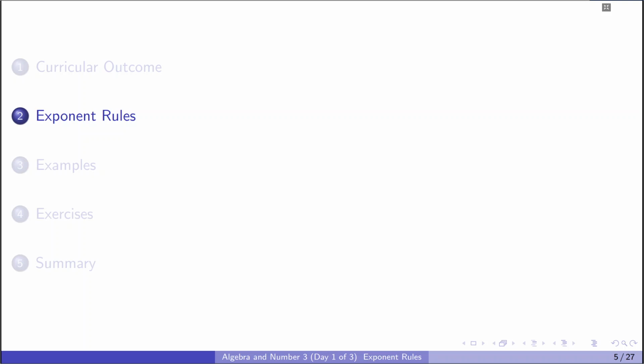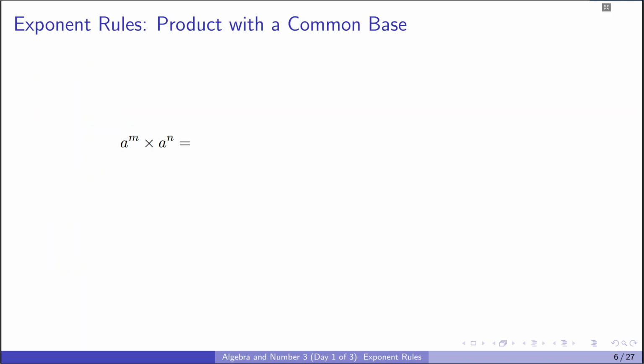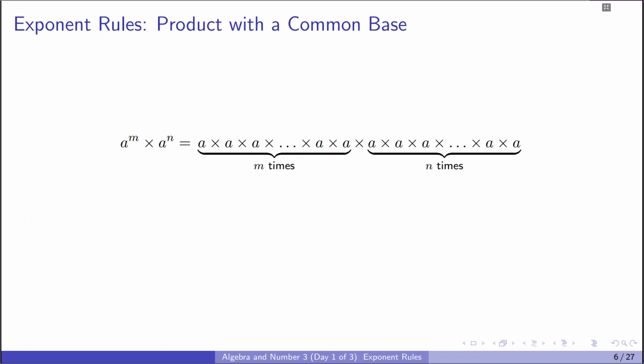Let's review the exponent rules from previous courses. First, multiplying products with a common base. We're going to just end up adding those exponents. Why? Well, remember, an exponent is just how many copies of that number we're multiplying together. So if you have m copies of a multiplied by n copies of a, well, then the whole thing is just m plus n copies of a. So that's a to the m plus n.